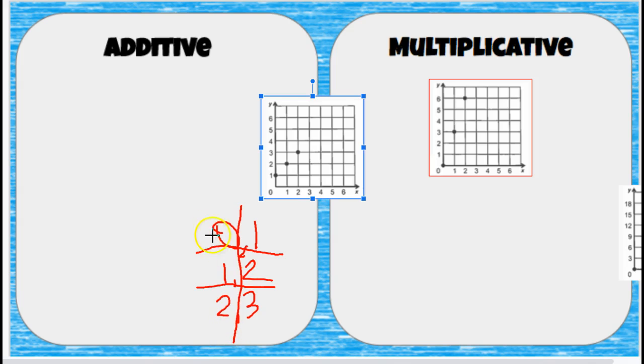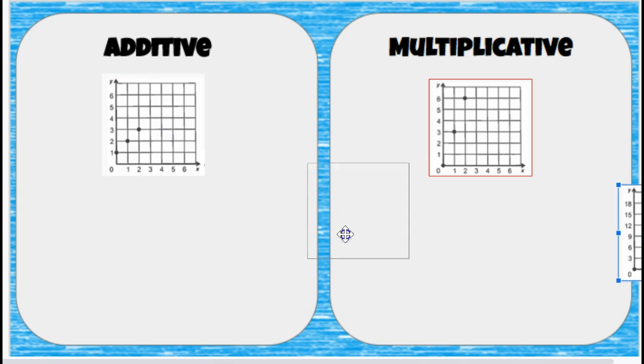And so what is the rule? How do I get from 0 to 1? Well, I could add 1. Let's see if that works on the next one. From 1 to 2, you could add 1, and from 2 to 3, you add 1. So that is why this one would be an adding pattern.